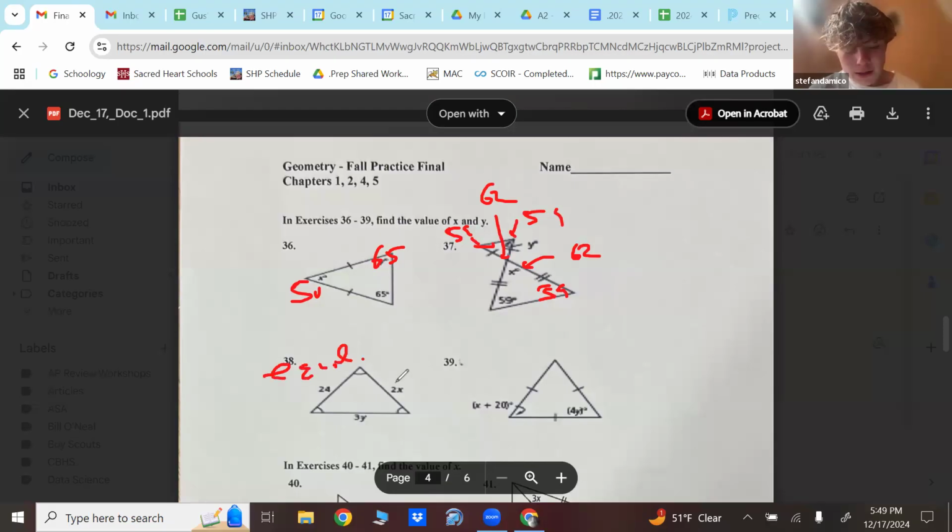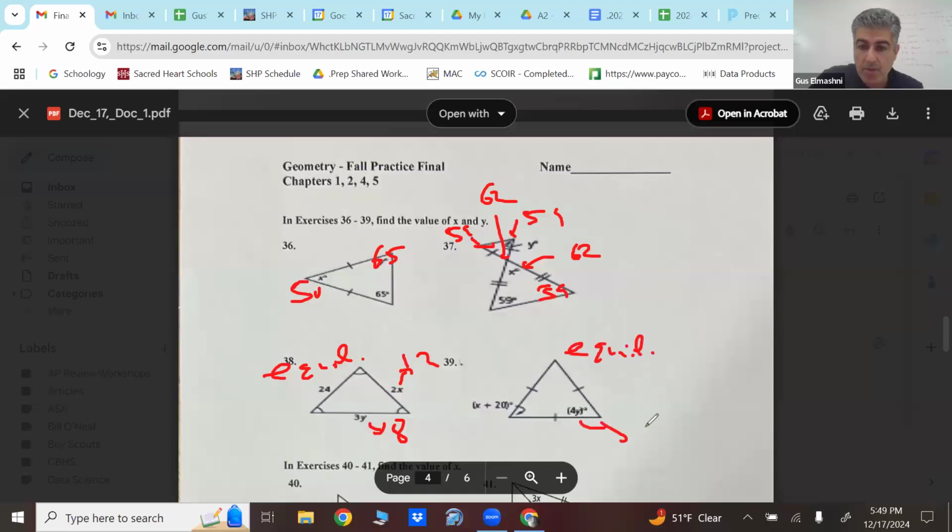So then that's 12 for X, and it's 8 for Y. These are the same. Actually, it's equilateral again. So each of these equals 60, so that's 15, and that's 40.